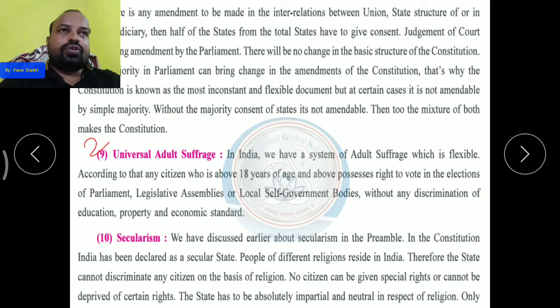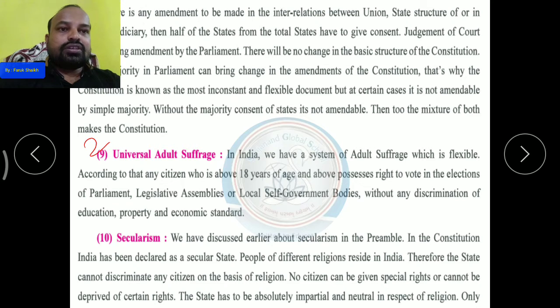Okay, you don't have the right to vote in the election now, but you will also get the right to vote in elections after the age of 18 years. Okay, so this is the universal adult suffrage. Means in India we have a system of adult suffrage, according to which any citizen who is 18 years of age and above possesses the right to vote in the elections of parliament, legislative assembly or local self-government bodies without any discrimination of education, property, income, or economic standard.